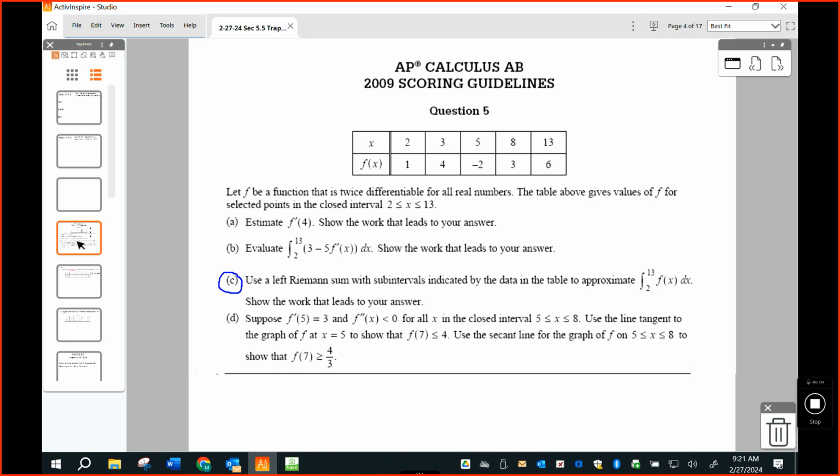We're just copying the table. Just copy the table and then write down the integral of f from 2 to 13, and we're going to write is approximately equals. Okay, so it does tell us that we're going to use a left Riemann sum.